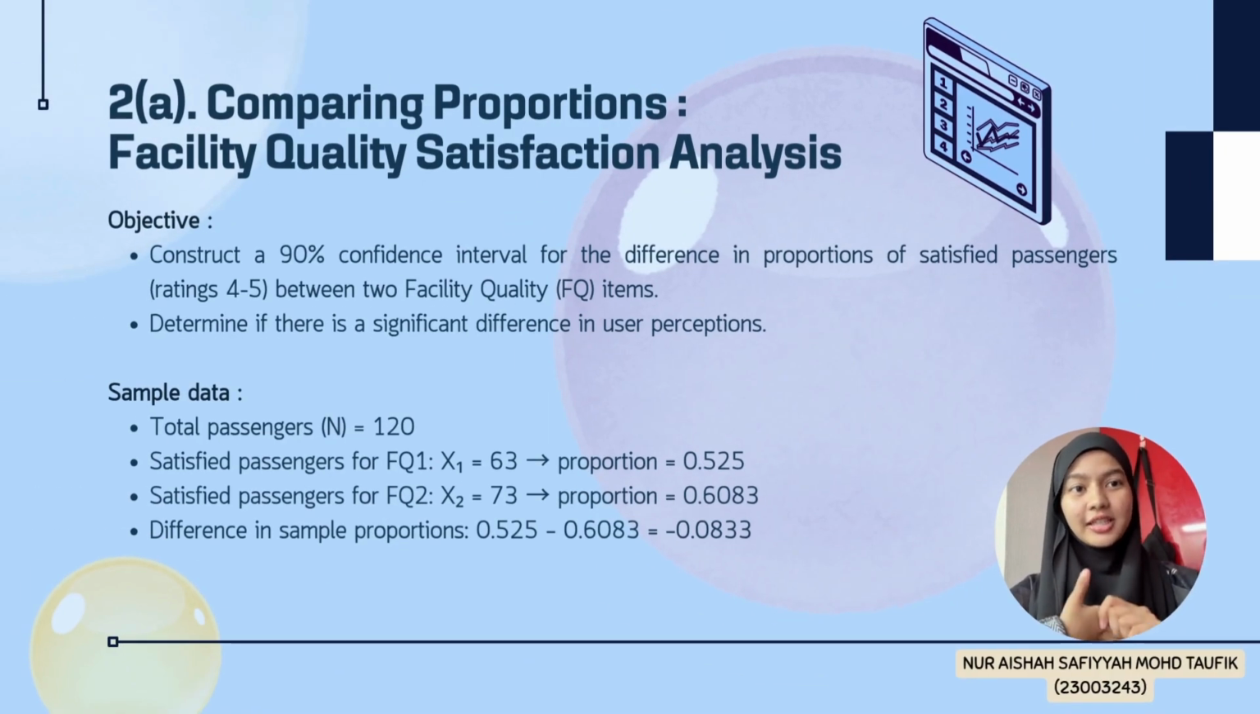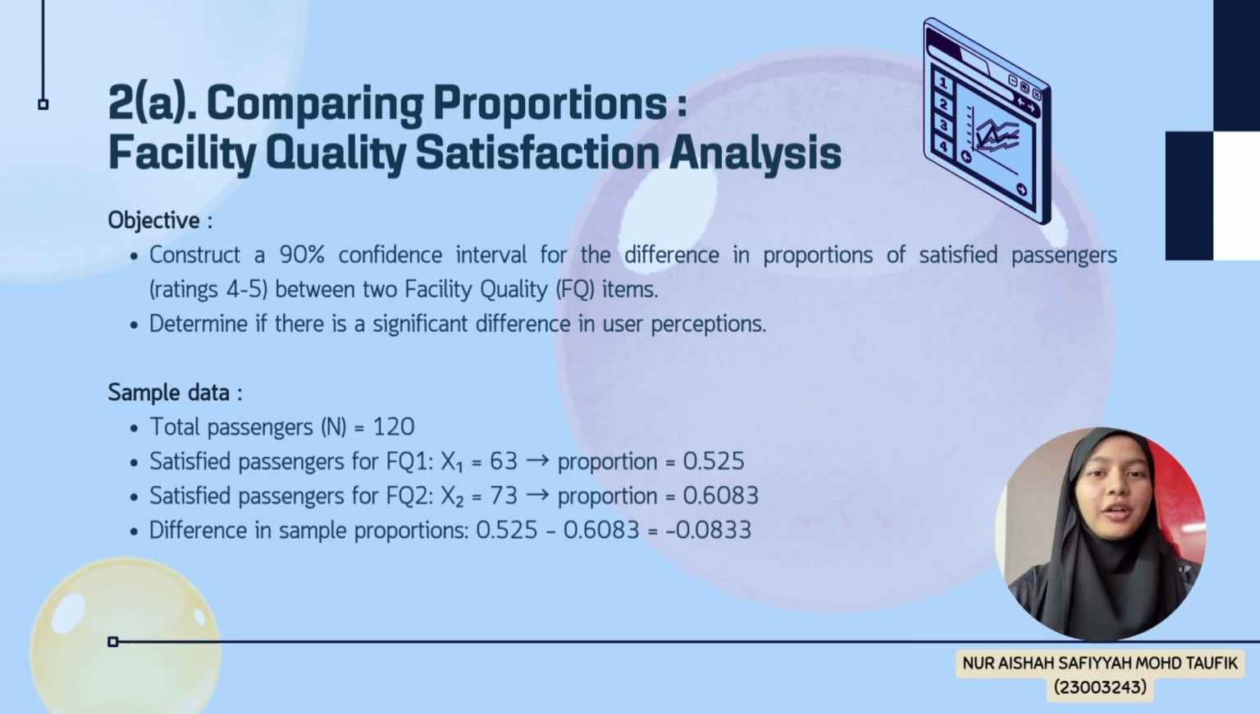Hi, my name is Nur Aisha Safia. So I will talk about question 2. For question 2A, we constructed a 90% confidence interval to estimate the difference in the proportion of satisfied passengers between the two facility quality items of the LRT service.